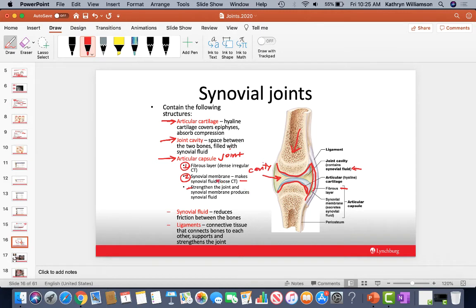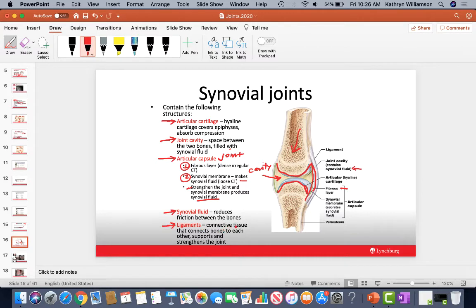The second role of this is because of this synovial membrane, we've got now production of synovial fluid, which is going to reduce friction within that joint. And so here's our synovial fluid. Again, that's filling the joint cavity, and its role is to reduce friction between the bones as they move across one another. Another highlight of synovial joints are ligaments.